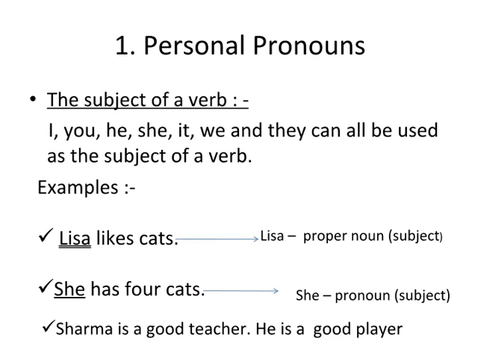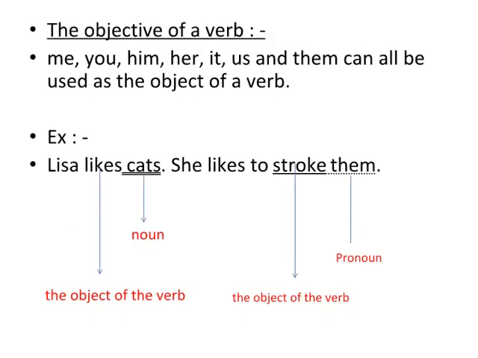Lisa, proper noun, subject. She has 4 cats. She, pronoun, subject. Sharma is a good teacher. He is a good player. The objective of a verb: me, you, him, her, it, us and them can all be used as the object of a verb. Lisa likes cats. She likes to stroke them.